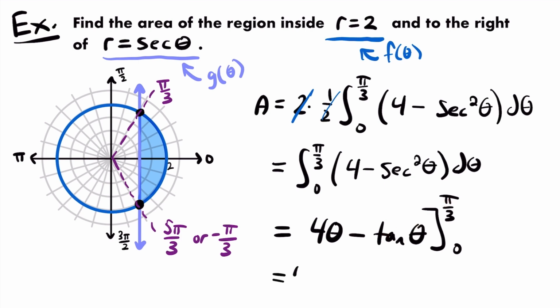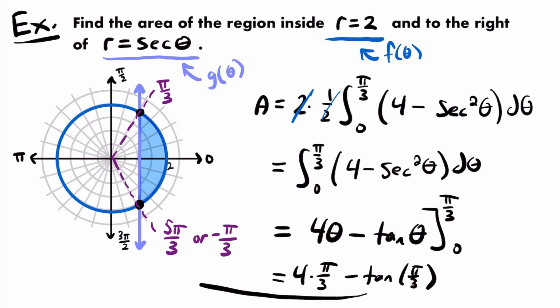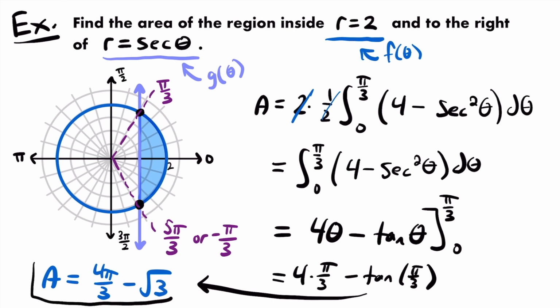So this will be equal to 4 times pi divided by 3 minus tangent of pi divided by 3. And if you wanted to, you could write minus 0. But it's not really necessary because that doesn't affect our answer. All right, now tangent of pi divided by 3 is the square root of 3. And so this will give us our final answer that the area is equal to 4 pi divided by 3 minus the square root of 3. And so this right here is the area of this region that lies between these two polar curves.